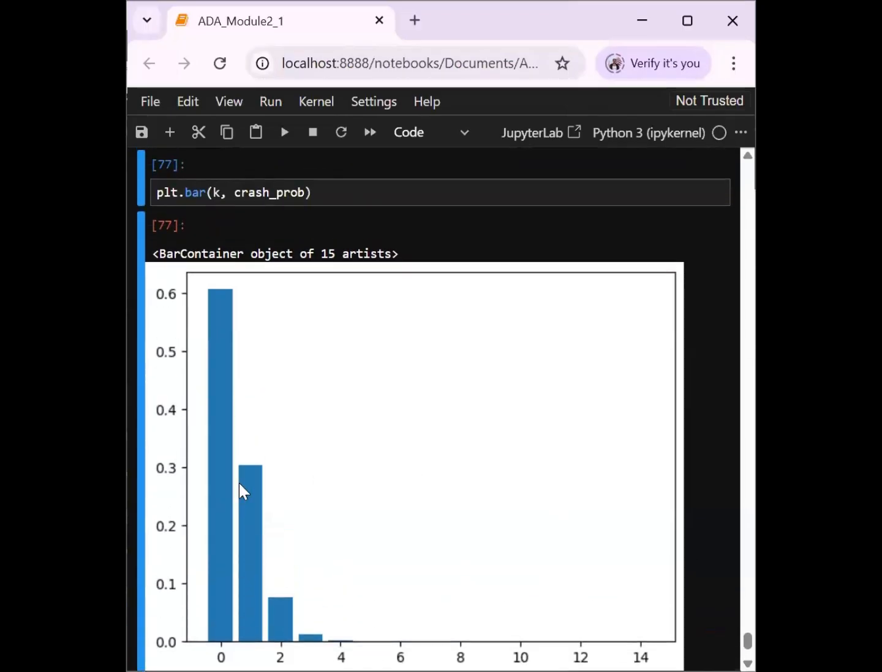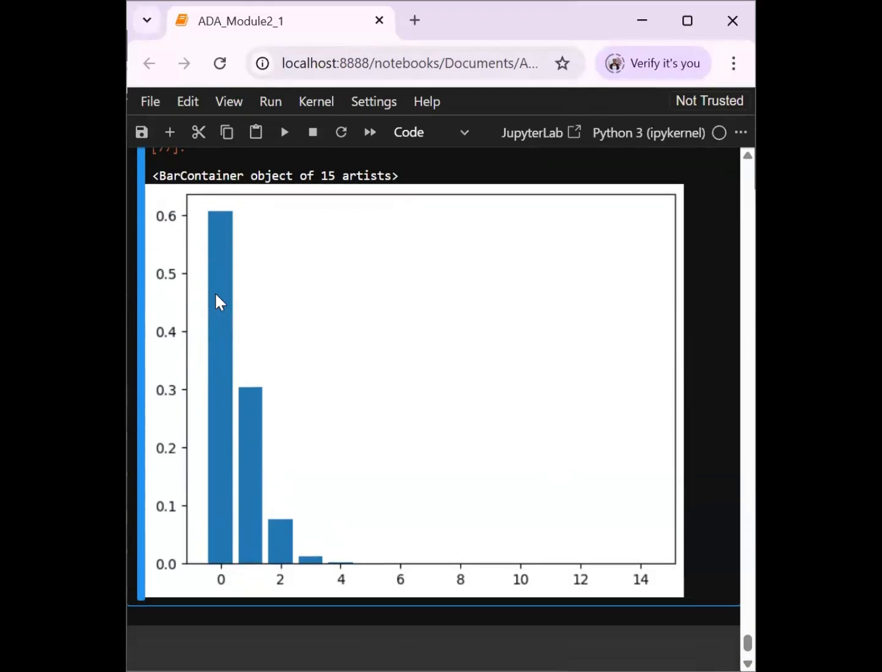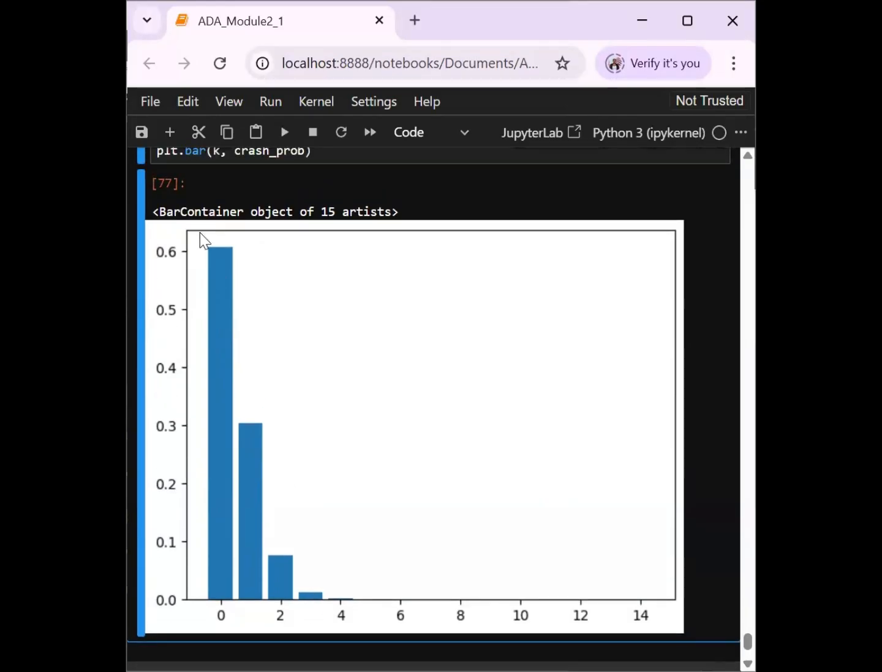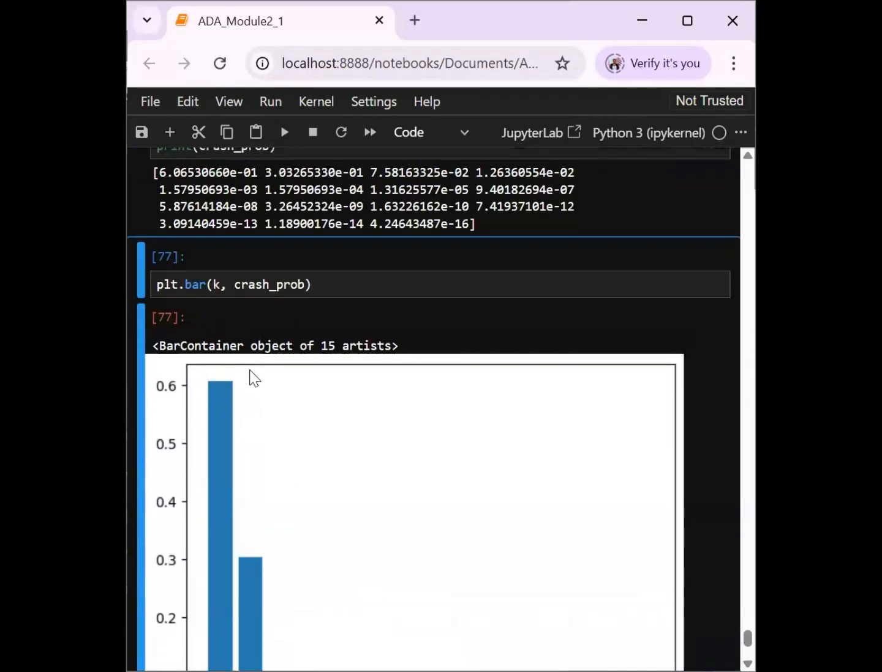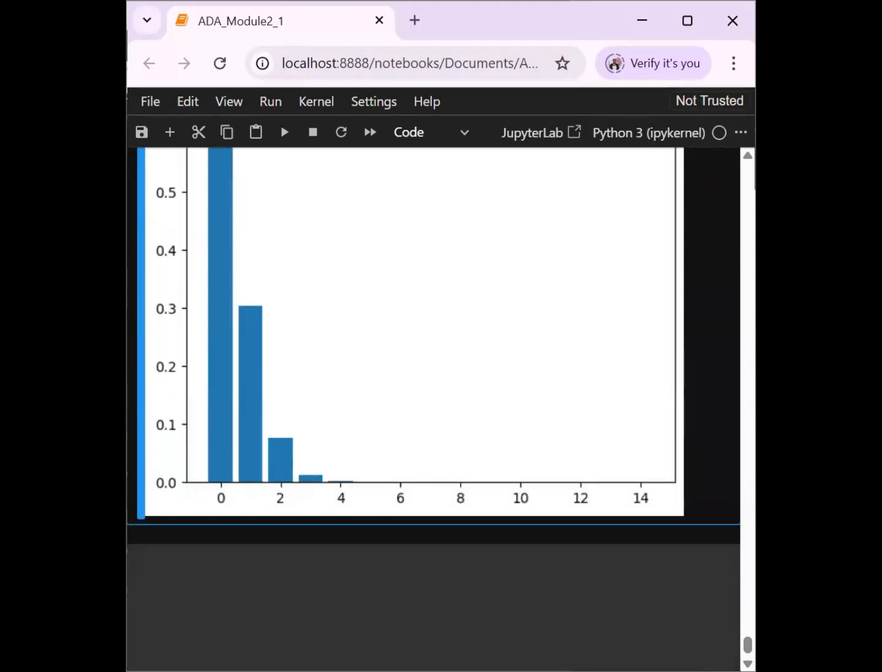So we see zero has a very high probability. So the probability of having no crash at all in whatever area this data was taken from is 0.6, which is 60%. So there's a 60% chance that there will be no crash in a week. Here there will be a 30% chance. Here maybe 0.09, that's 9%, and then a 1% chance. So that makes it 100, right? So yes, that was a good one.